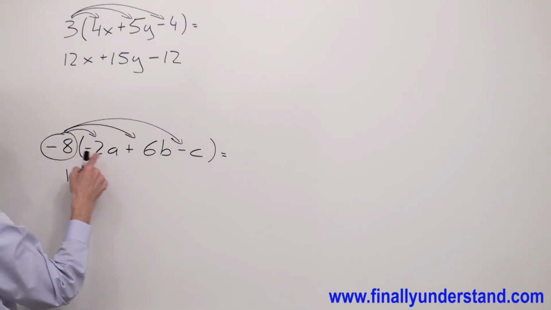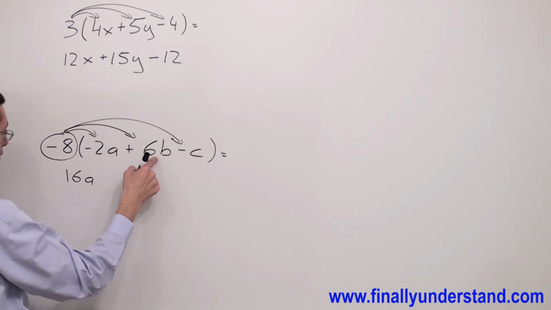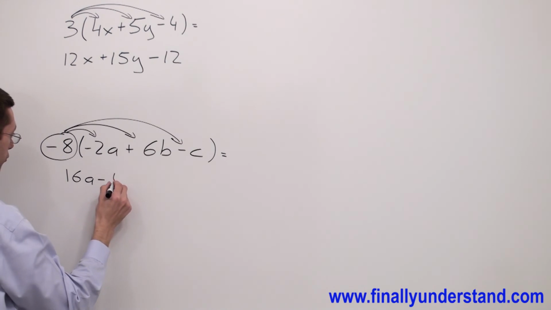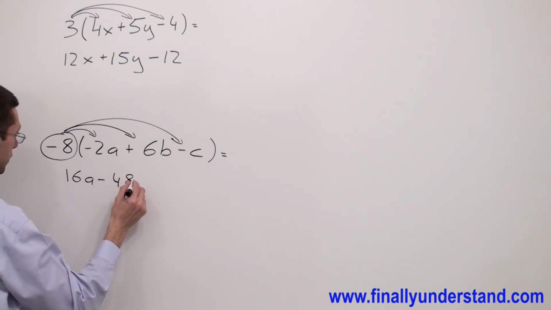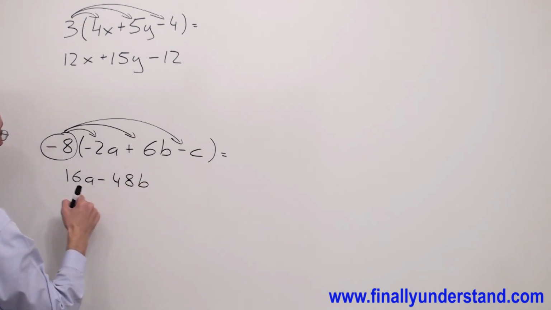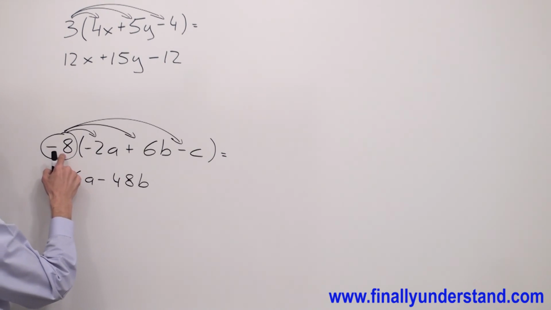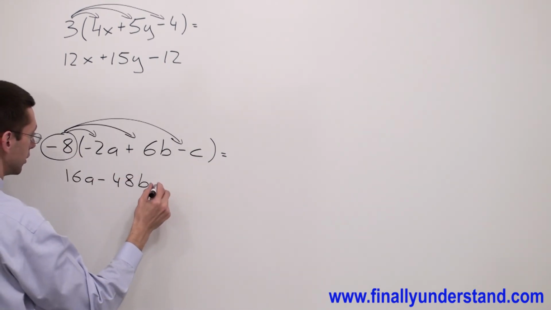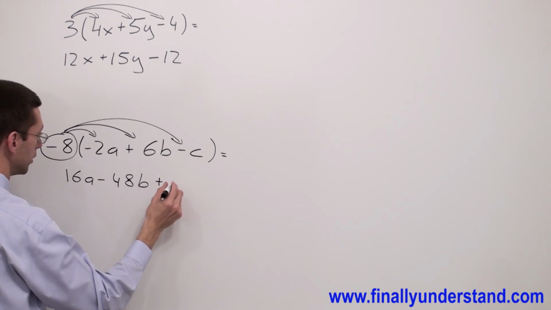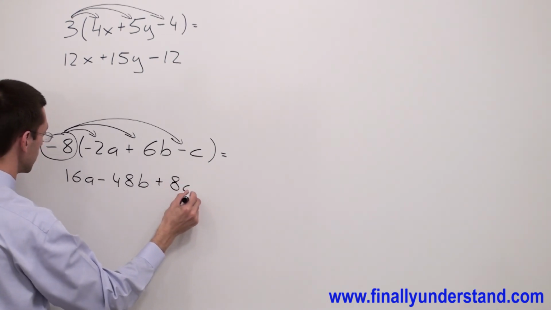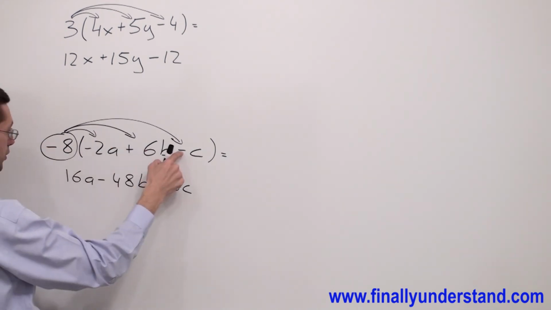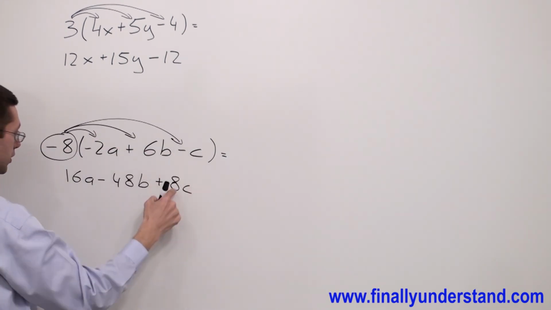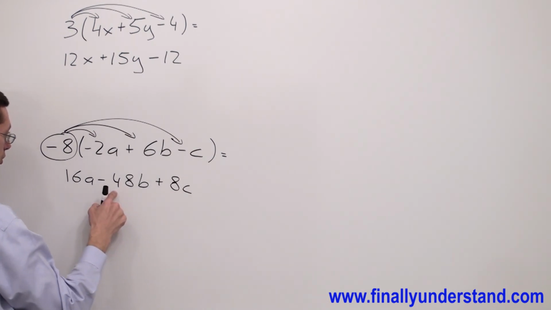Negative 8 times 6b is equal negative 48b. Negative 8 times negative c is positive 8c. Negative times negative gave me positive. 8 times c is 8c. This is the solution to my problem.